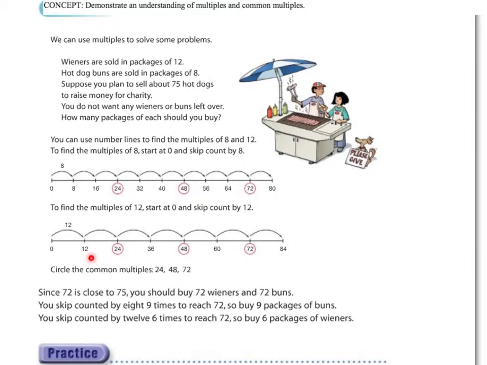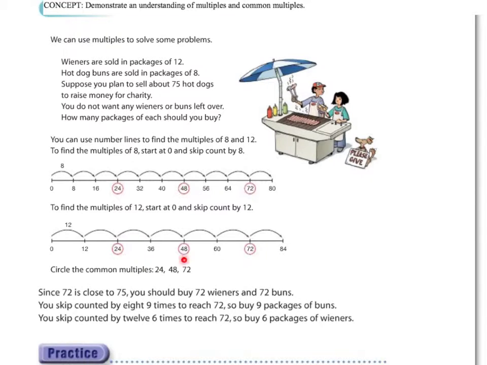So 12 is 1 times 12 is 12. 12 times 2 is 24. 12 times 3 is 36. Here you might need to use your calculator. You can definitely use your calculator in the multiples portion of this unit. And in the factors, actually. And continue. And then we look for common numbers.